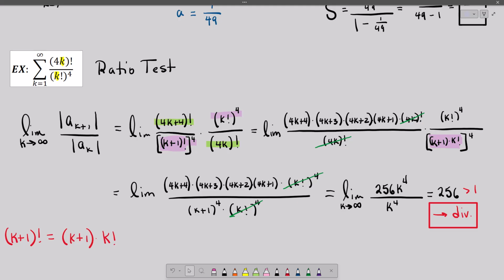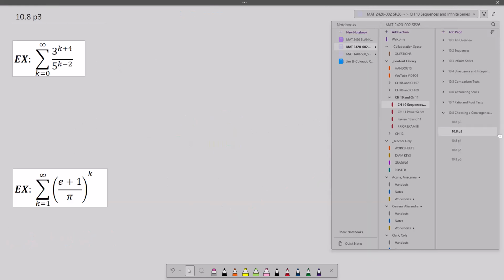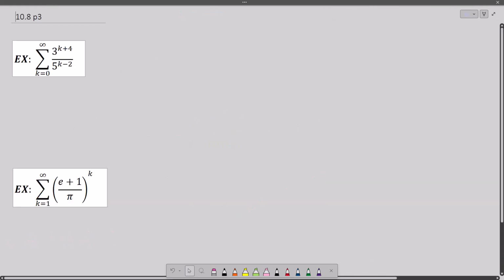Now it's not as obvious to use the divergence test here. We don't have the cancellations that we would need in order to just go straight to the divergence test. So let's take a look at a couple more. All right, so let's look at that first one. Any idea what type of series that is?